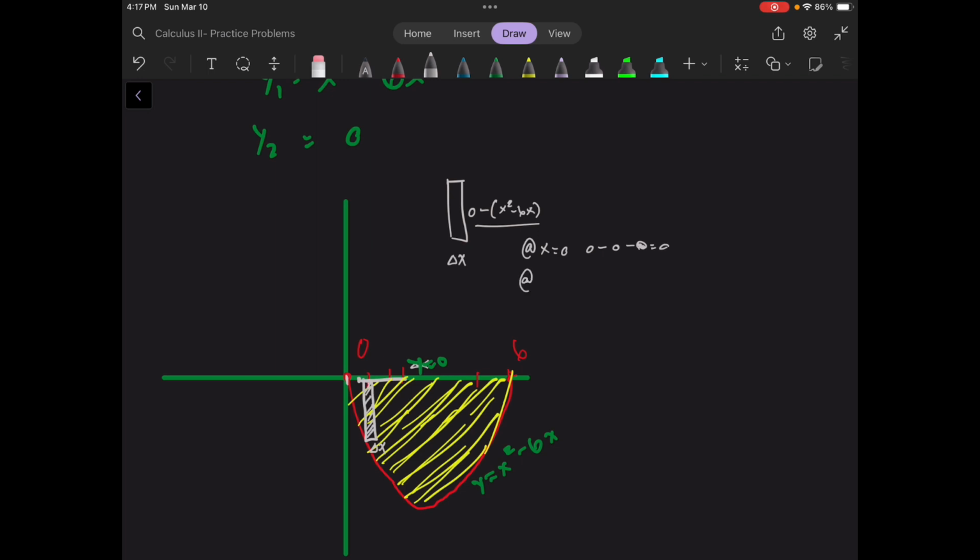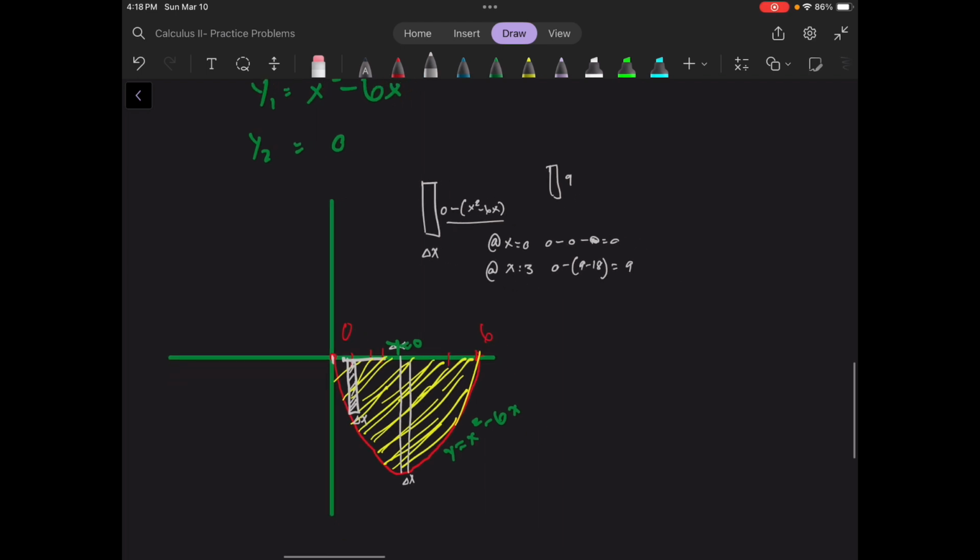Let's just test somewhere in the middle. Let's see how long it is in the middle, so right in the middle between 0 and 6, at 3. Let's see, we have 0 minus (9 minus 18), and this becomes positive 9. Okay, so that means the slice in the middle is 9 long, this slice right here. It's 9 long and delta x wide. So this makes sense. What we can also do is approximate the area before we do the integral.